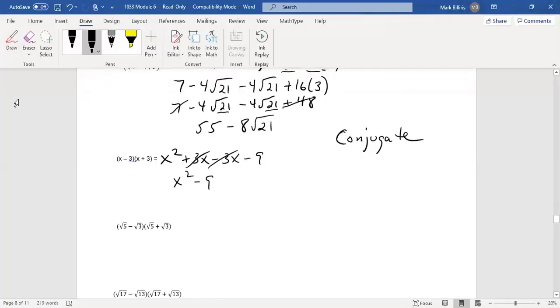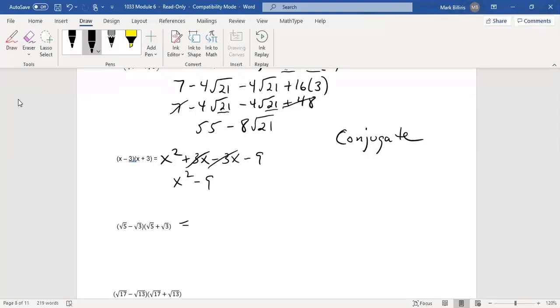So here we have the square root of 5 minus the square root of 3 times the square root of 5 plus the square root of 3. Everything's the same with the exception of one's a subtraction, the other's an addition problem. So these are conjugates of one another. So again, let's use the distributive property.